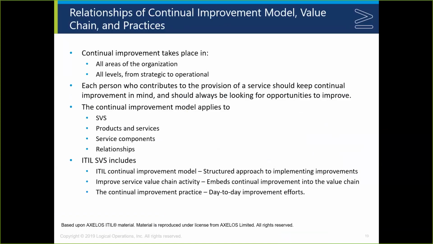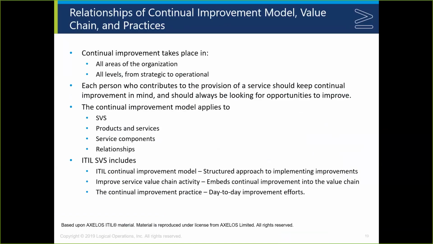All right, we then revisit this idea of continual improvement. Students may be confused about the fact that improve shows up in 3 separate places. You have continual improvement as a fundamental part of the service value system. We have continual improvement in the context of the improve activity in the value chain. And then later on, we're going to have a whole practice focused on continual improvement itself. These things are obviously related, but we want to be able to talk about improvement in each of these contexts.